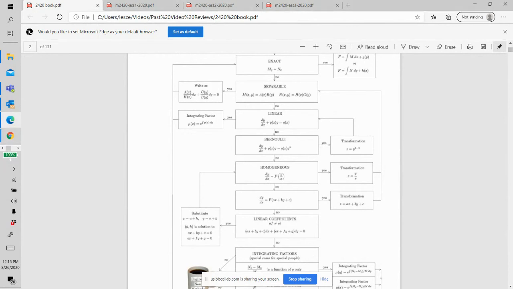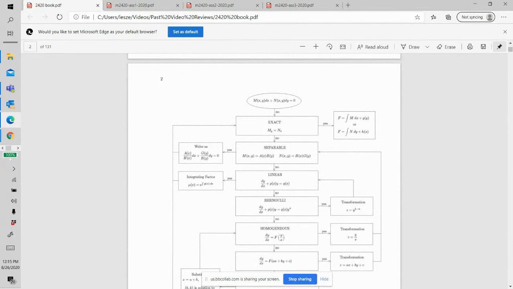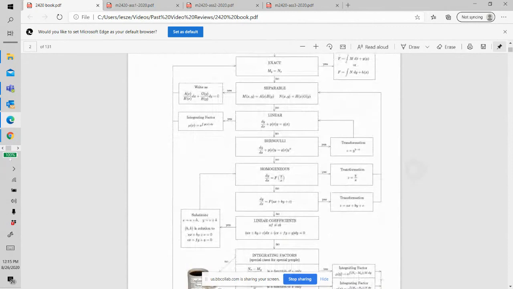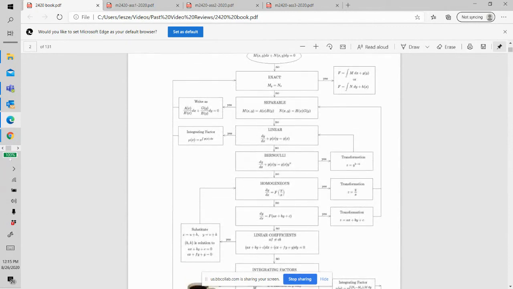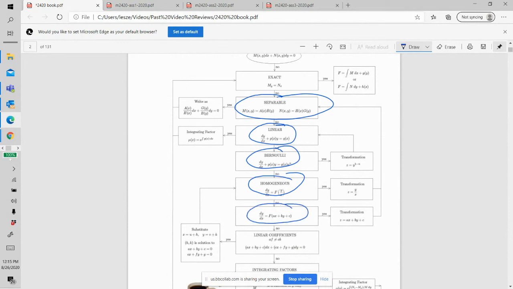Let me show you this flow chart. It's slightly different, but it's essentially this idea that for the first exam, which is mostly going to be first order differential equations, we're checking whether it's separable, this is written in a slightly different form, in differential form, and then maybe linear, Bernoulli, homogeneous, whether the right-hand side can be written as a simple combination of x and y.